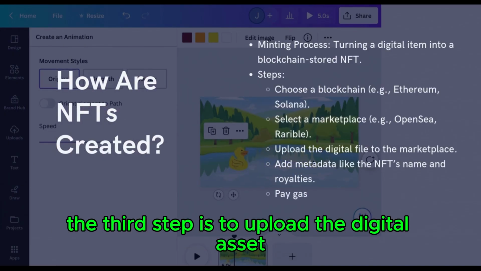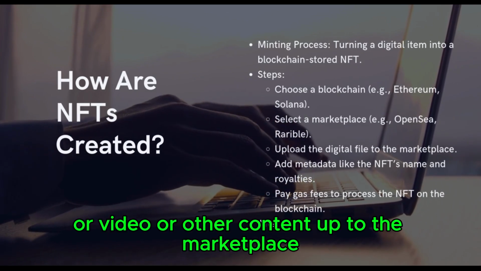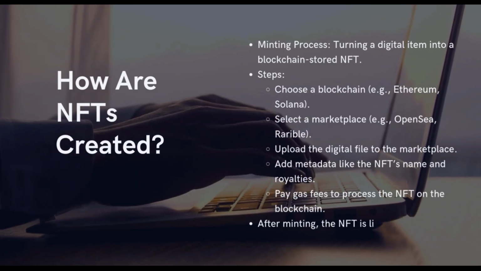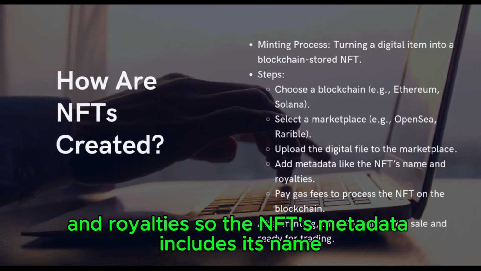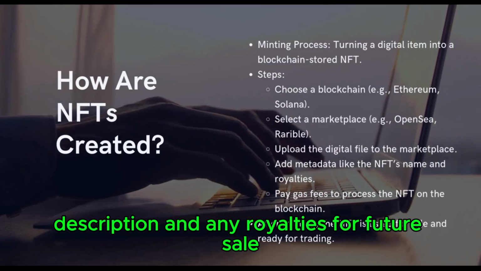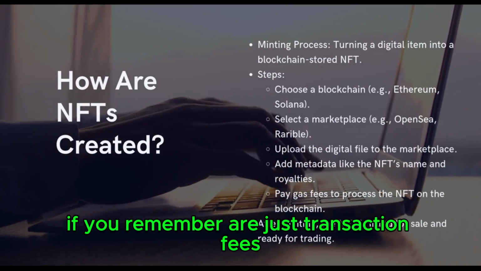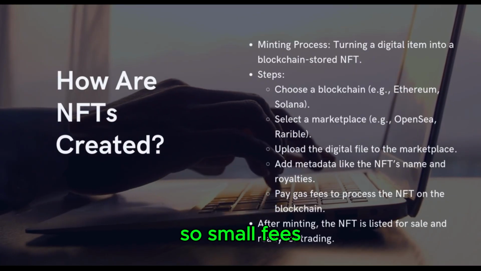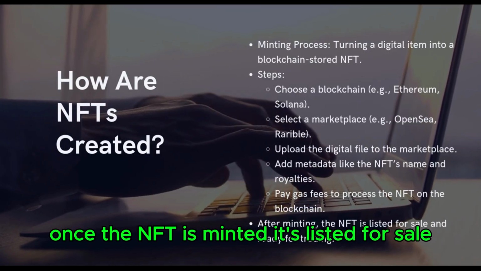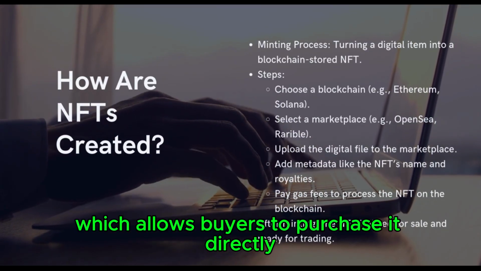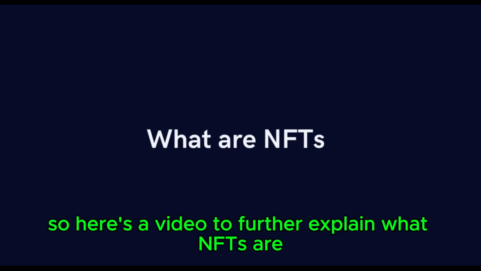The third step is to upload the digital asset. So the creator uploads their artwork, their music, or video, or other content up to the marketplace. Then the fourth step is setting metadata and royalties. So the NFT's metadata includes its name, description, and any royalties for future sale. And then finally, you have to pay some gas fees. And gas fees, if you remember, are just transaction fees. So a small fee is required to process the NFT on the blockchain. Once the NFT is minted, it's listed for sale, which allows buyers to purchase it directly from the creator. So here's a video to further explain what NFTs are.